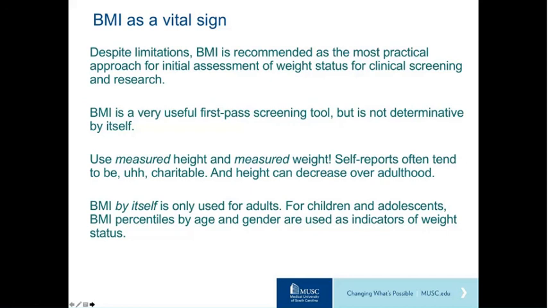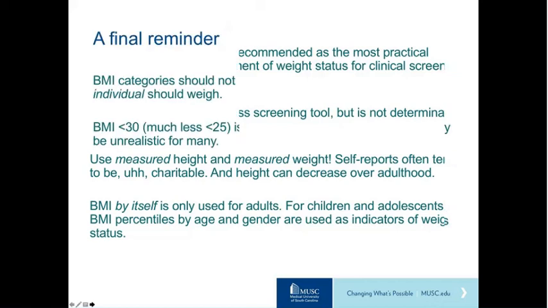Remember that we're talking about BMI by itself as an indicator of obesity for adults. But for children and adolescents, we don't simply use BMI. We look at what their BMI percentile is with respect to their age and gender, because the normative and desired levels of body fat change over the process of childhood and adolescence.